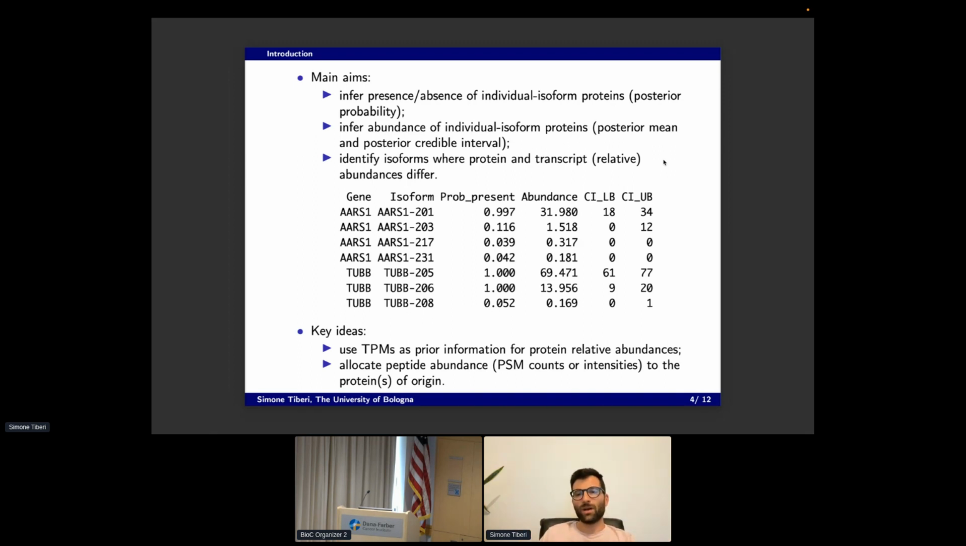The key intuitions are that the mRNA abundance is used as an informative prior for the protein abundance, and that the abundance of the peptides is allocated back to the proteins of origin. Now, I say abundance again, which is a big word, because the method actually works with both popular measures of abundance in proteomics, which are PSM counts and intensity. So whatever the user provides.